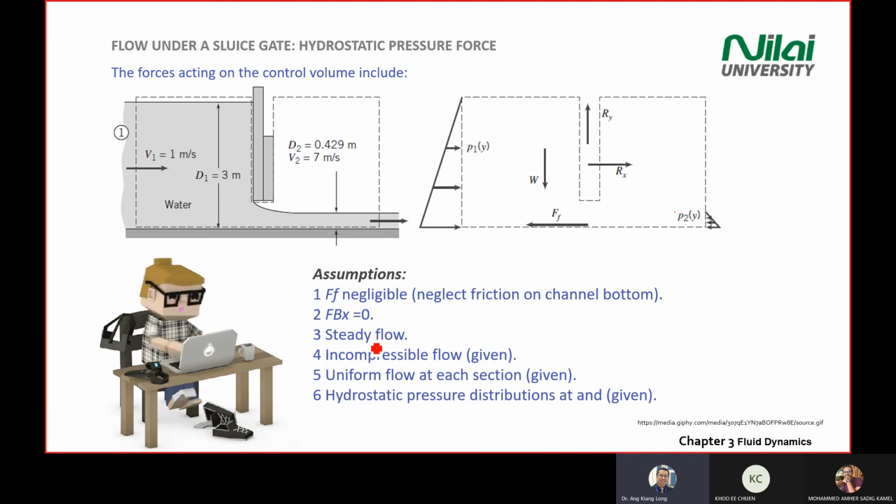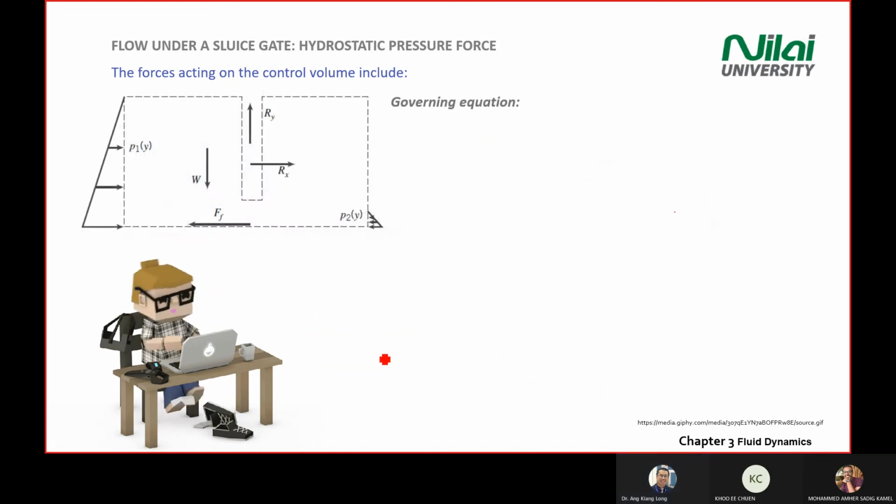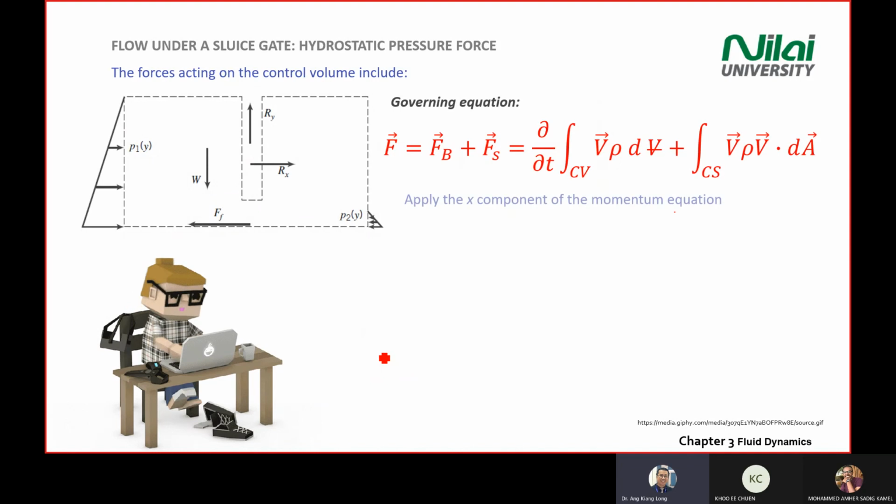We have a steady flow. So again, when we have a steady flow, you can cancel something in the continuity equation and also the momentum equation. Incompressible flow, uniform flow, and so on. So we pull out the momentum equation.